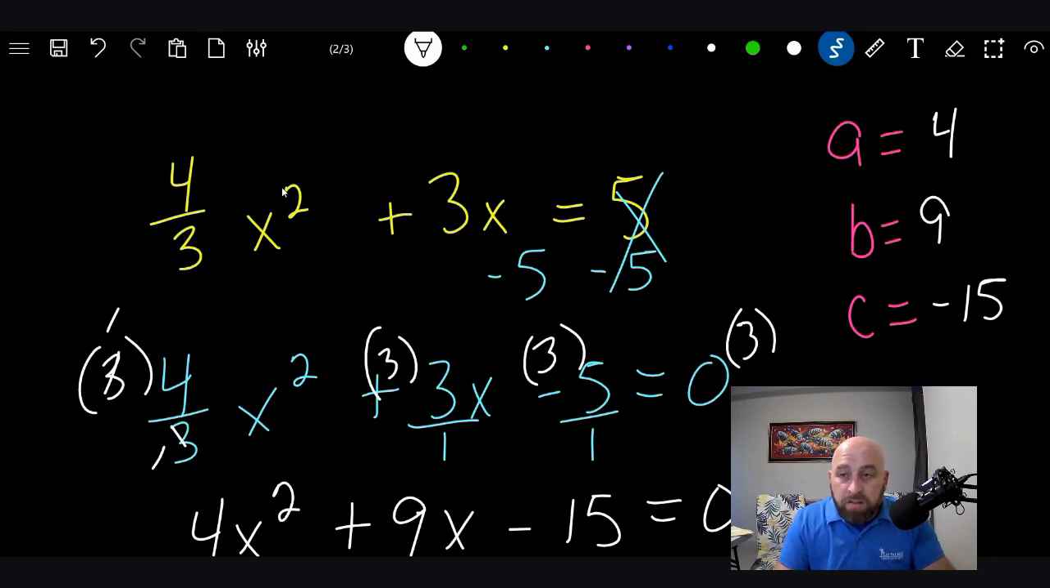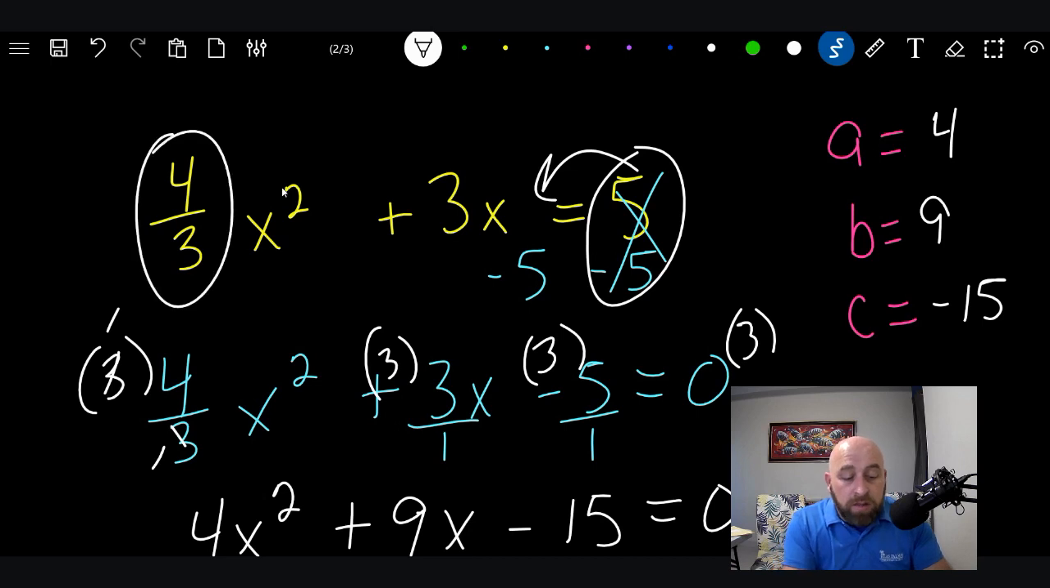Okay? It's so important that you understand that because we first of all had to move that over. That's where the negative came from. Then we had to eliminate the fraction. That's where the times 3 came from. Negative 15. The C is not 5. Don't put 5 on there. Okay? And so be careful to work through these in order to get the A, B, and C correct.